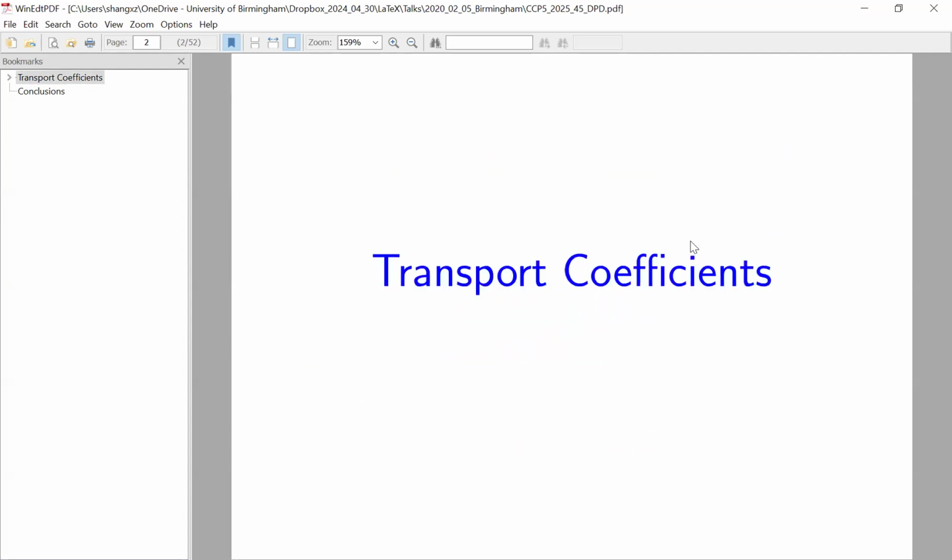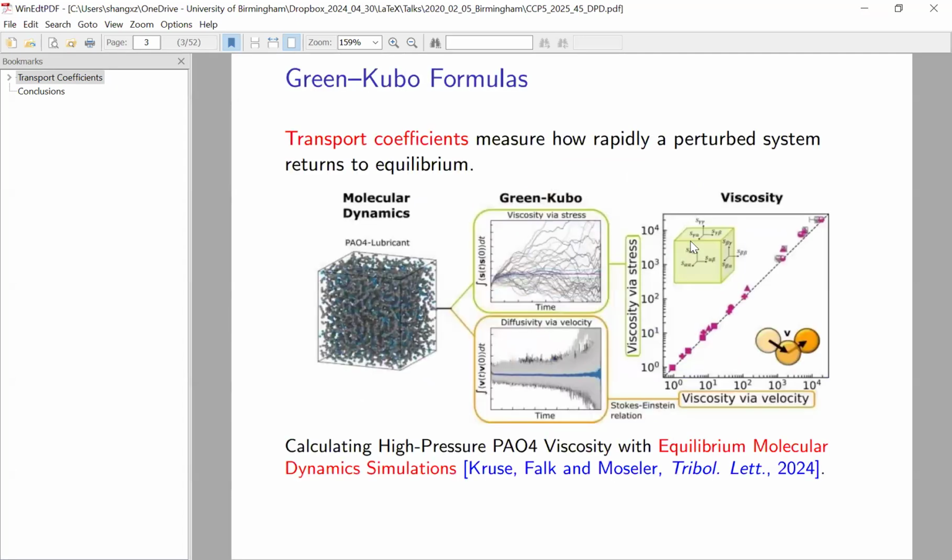Let me first very briefly mention what these transport coefficients are. The transport coefficients typically measure how rapidly a perturbed system returns to equilibrium. For example, we have mobility, diffusion coefficient, and shear viscosity. There are various ways to estimate the transport coefficients. One of the most famous is the Green-Kubo formulas, which is typically an integral of an autocorrelation function, like this one here.